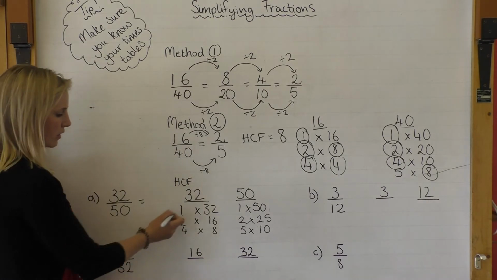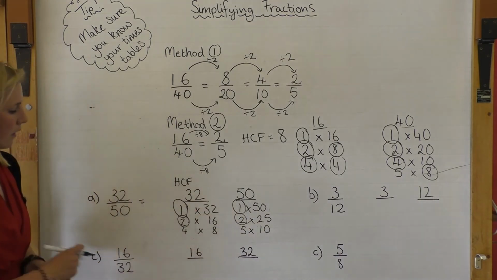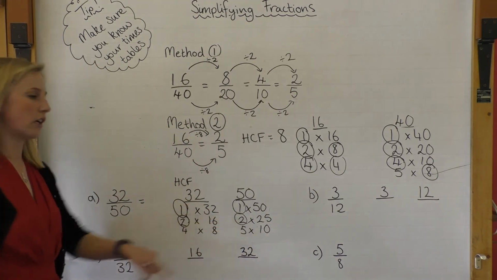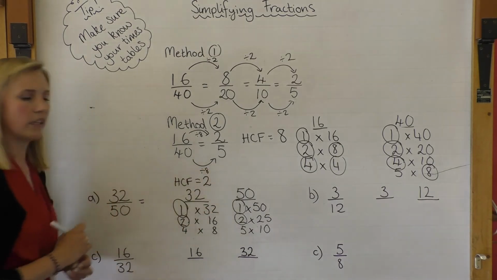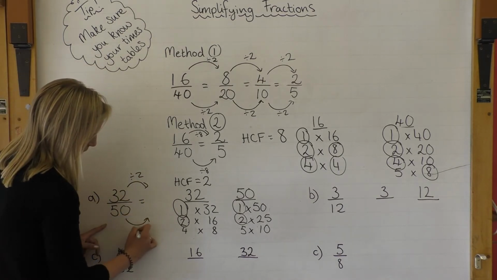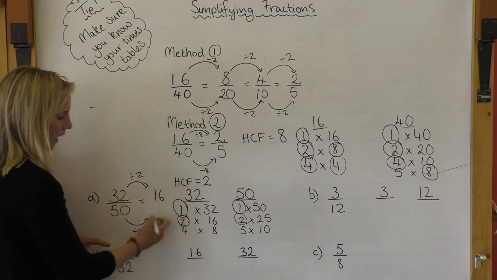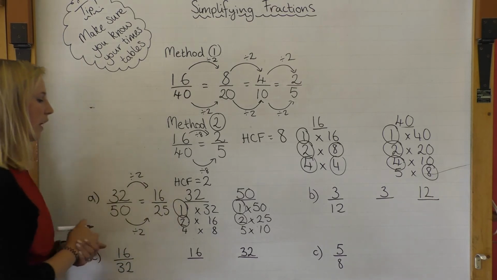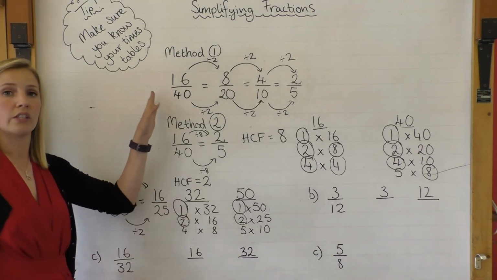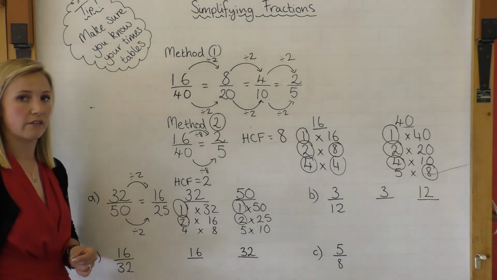Then I'm looking at finding my highest common factor. So I'm looking at circling all the numbers that are the same. So 1 is the same, and 2 is the same. 4 is not the same, 8 is not in this factor, neither is 16 or 32. So in this case, our highest common factor is actually only 2. So I'm going to divide my numerator by 2, and I'm going to divide my denominator by 2. 32 halved, or divided by 2, is 16, and 50 halved, or divided by 2, is 25. That is our fraction in its simplest form. We actually could have just done method 1. However, this way I know that there's no way that this fraction could be simplified further.